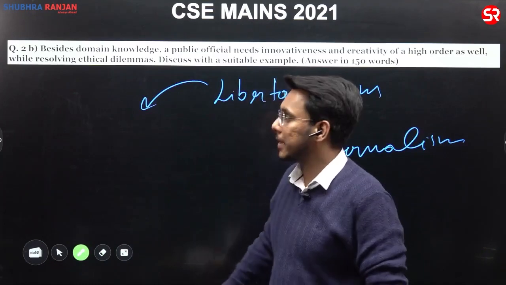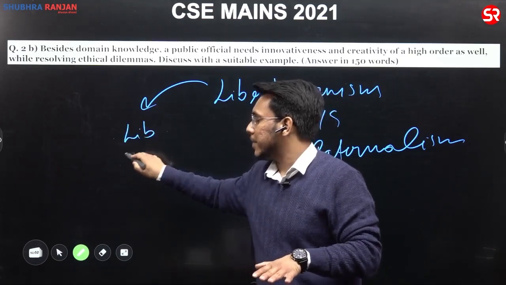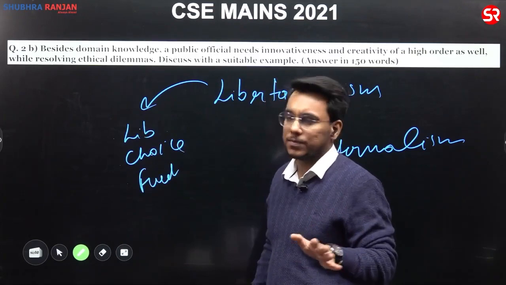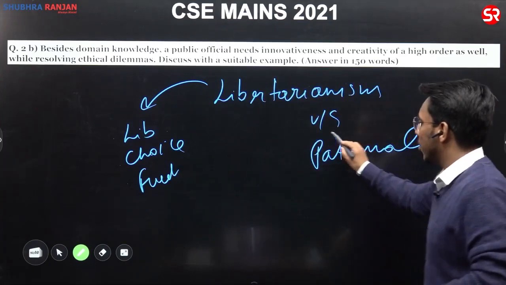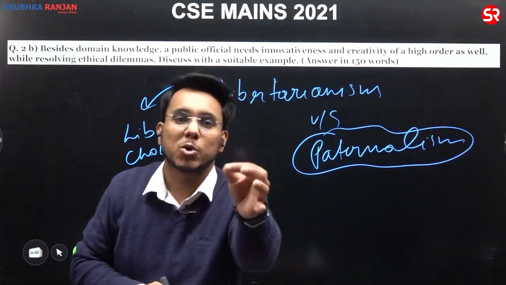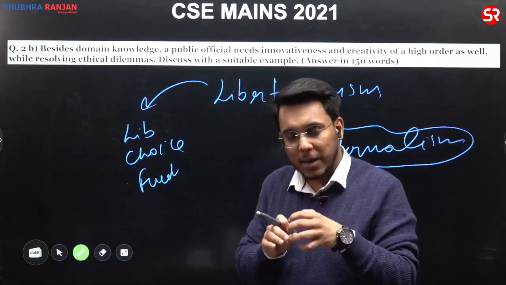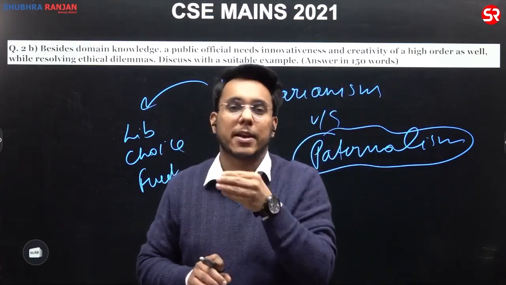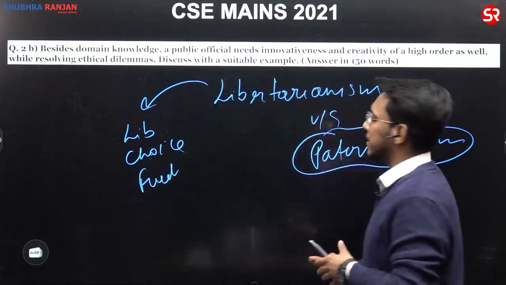Libertarianism calls for maximum liberty. People should be given the avenues to make their choice. Their freedom should be upheld. Liberties should be given, their choices should be upheld, and they should be given freedom. This is the libertarian. Now comes paternalism. Paternalism says that sometimes for the people's own welfare, for their own benefit, you can command them. Sometimes you can take away their liberties, their freedom, for people's own welfare. Now understand this libertarianism and paternalism debate.